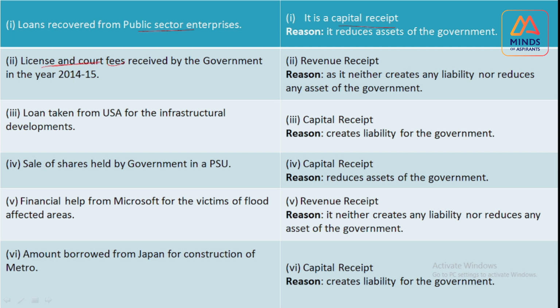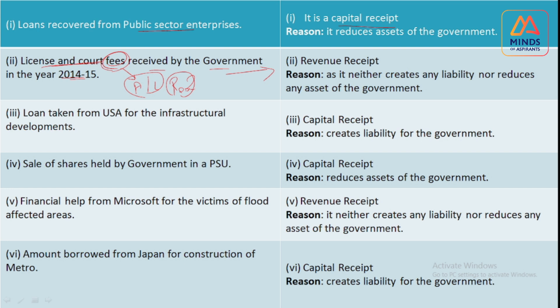License and court fees received by government in the year 2014-15. This fee or any penalties that the government generates neither increases the asset nor affects any liability. So obviously it is a revenue to the government, and this is according to rule number 2, and therefore it comes under the category of revenue receipts.